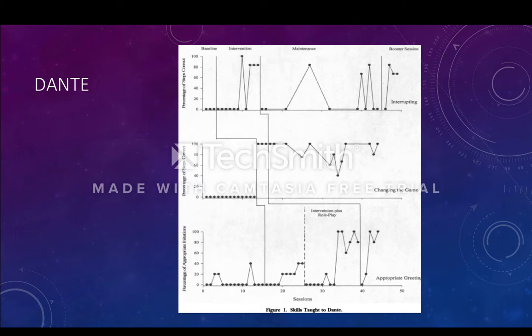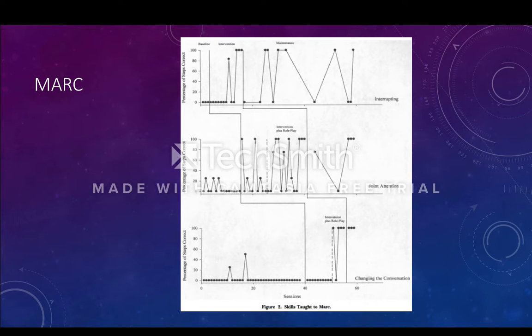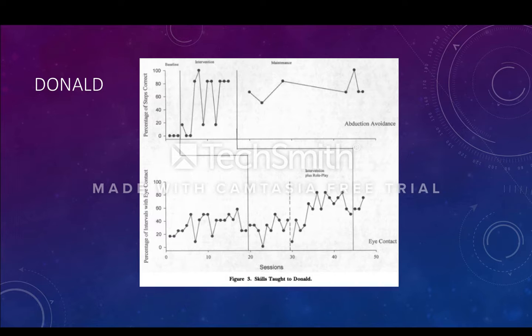So for Dante, you can see he did interrupting, changing the game, and appropriate greetings. The dots at the bottom at the beginning of his graphs show that he had very limited ability to successfully demonstrate these skills, and by the end it showed an increase and he reached mastery on all 3 of those. Here's Marc's for interrupting, joint attention, and changing the conversation. And here's Donald's for abduction avoidance and eye contact.